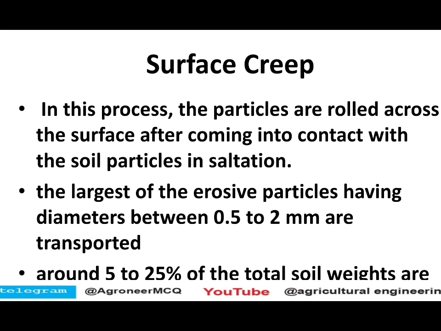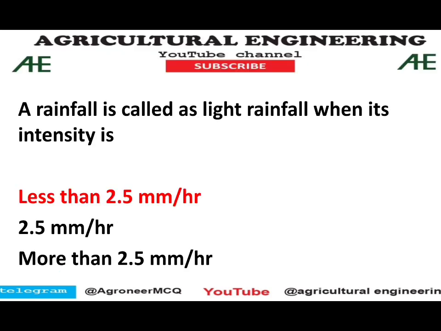Surface creep. In this process, the particles are rolled across the surface after coming into contact with the soil particles in saltation. The largest of the erosive particles, having diameter between 0.5 to 2 mm, are transported. Around 5 to 25% of the total soil weight is transported through surface creep. Rainfall intensity: rainfall is called light rainfall when its intensity is less than 2.5 mm per hour.